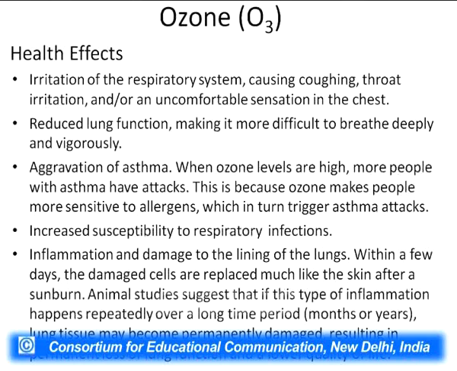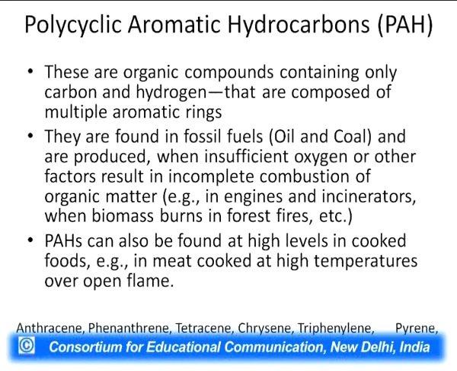It also starts inflaming and damaging the lining of the lungs within a few days of exposure. These damaged cells are then replaced, like skin: when skin is damaged, over time a new skin is formed. The same thing happens with the linings of the lungs. But if one is repeatedly exposed to ozone continuously for a very long period, maybe months or years, the lining of the lungs can be permanently damaged, and this loss is irreversible. So lung function becomes very, very low permanently, and that is why life expectancy also decreases. The next class of pollutants is polycyclic aromatic hydrocarbons.